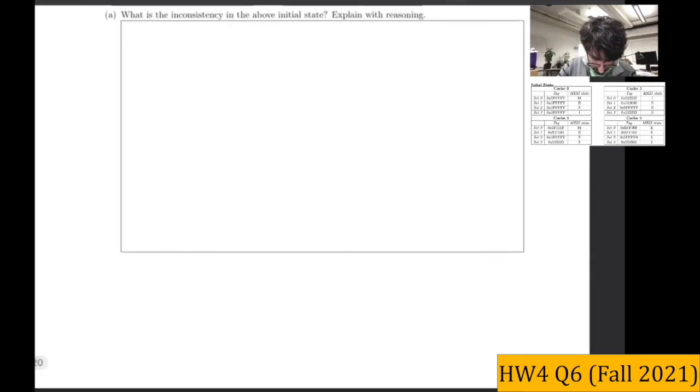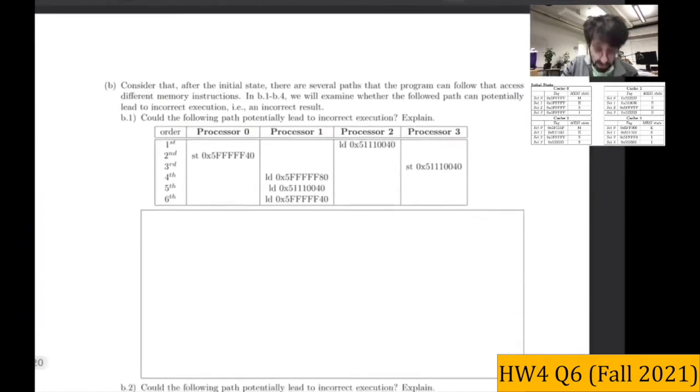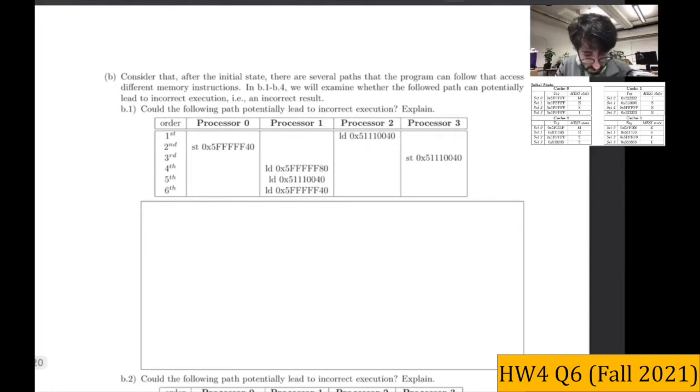Let's go to the next question. The next question says the same, the following. Consider that after the initial state, there are several paths that the program can follow that access different memory instructions. In B1 and B2, we will examine whether the following path can potentially lead to incorrect execution or an incorrect result. So the question is, could the following path potentially lead to incorrect execution? Explain. So let's analyze this code.